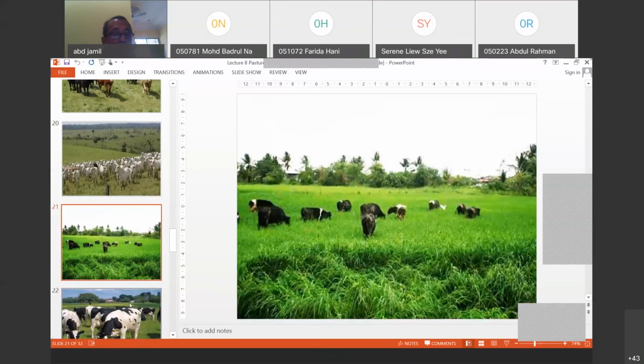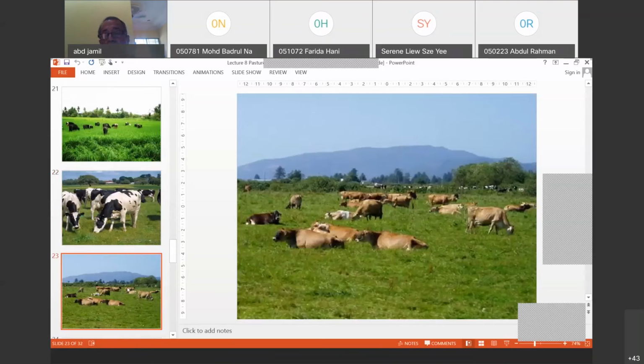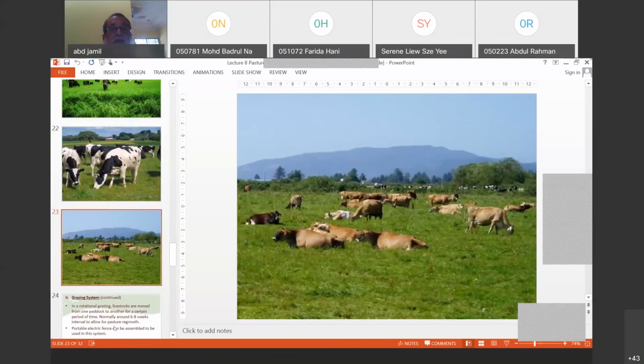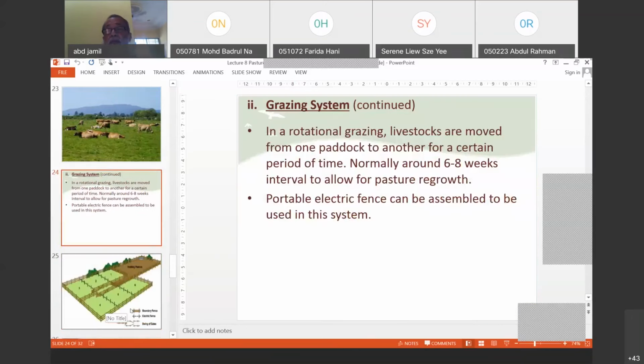Look at the body score. Seems like the frame is very big. So very healthy because of the lot of grasses.